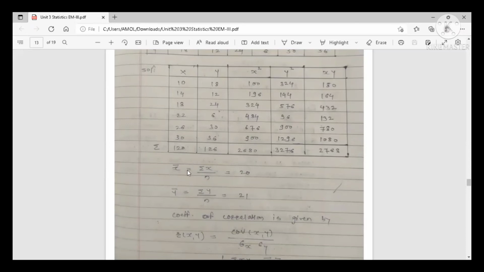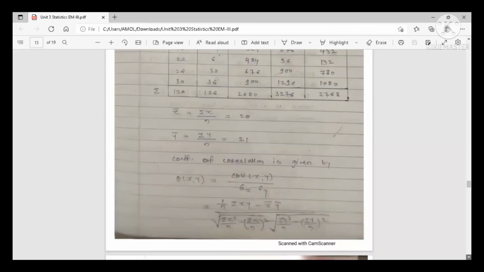Same for y. So x bar is equal to summation x upon n, is 20, because summation x is 120 and the value of n is 6. So it is divided by 6. 120 divided by 6, it is 20. So y bar is equal to summation y upon n. Summation y is 126 divided by 6, because n is equal to 6. 6 entries are there. 1, 2, 3, 4, 5, 6. So n is equal to 6, and so y bar is 21. Okay, so arithmetic mean for x is 20, arithmetic mean for y is 21.